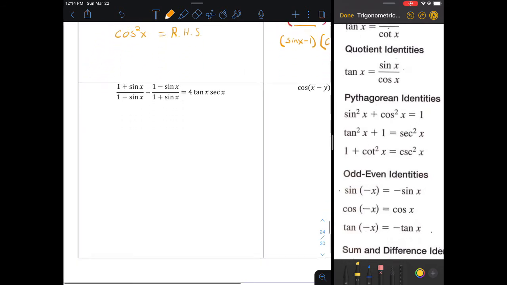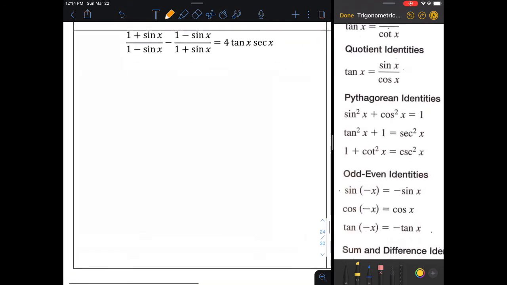All right, go to the next one here. All right, so I see two rational functions here adding or subtracting from one another, and I need to make it become a single term that is 4 times tangent x secant x. And we try to figure out how to proceed. My gut tells me that I want to take two rational functions and put them together into one term. And so that's going to be the way I start this.